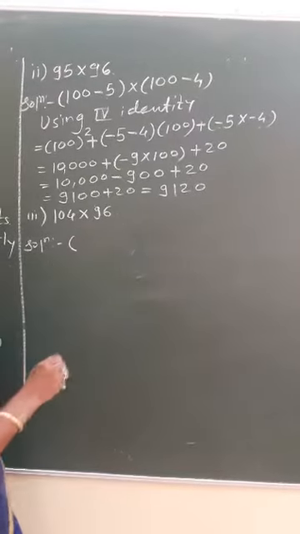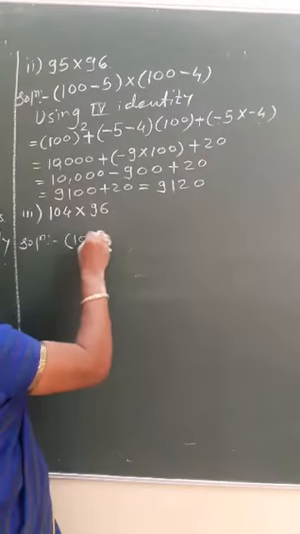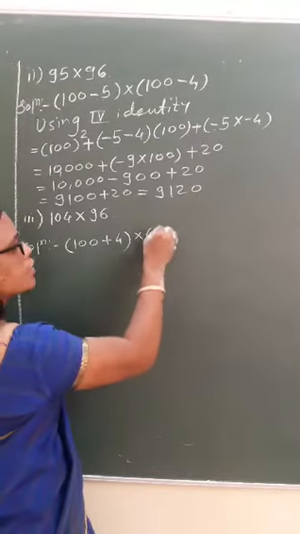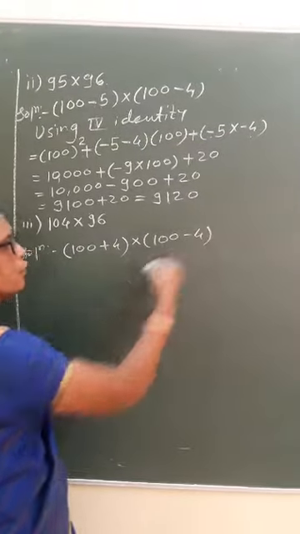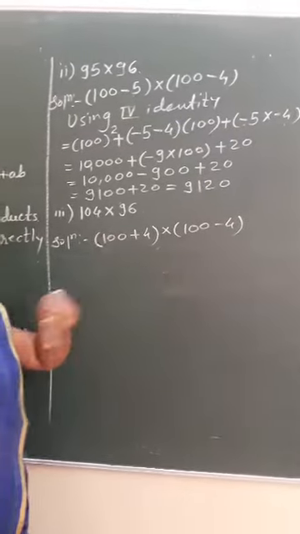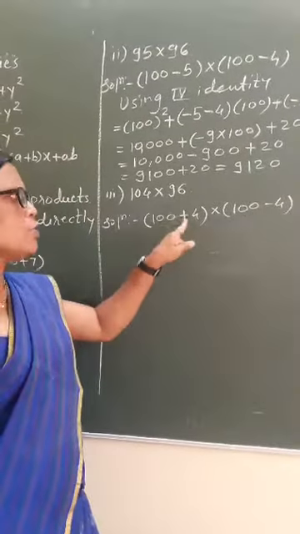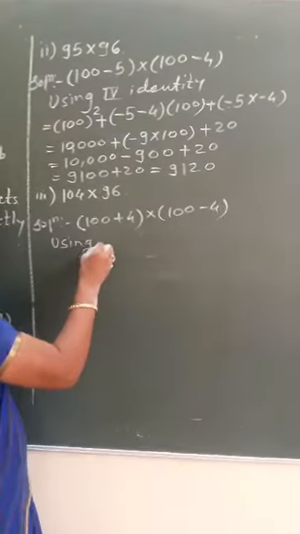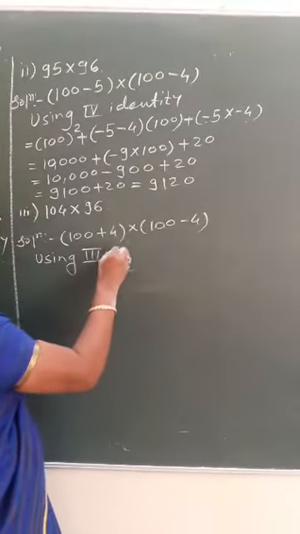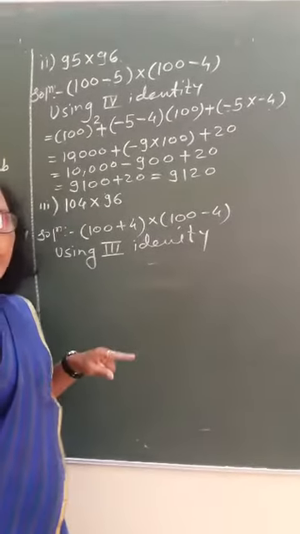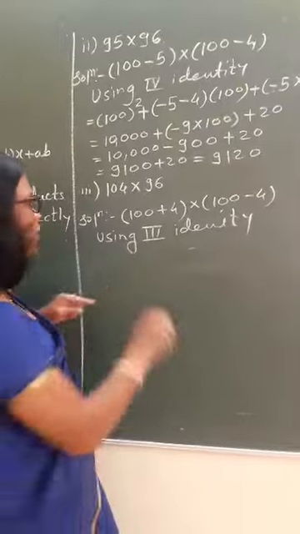Third problem. Here 104. Okay, so 104 we can write as 100 plus 4, and 96 we can write as 100 minus 4. Are you finding that in both the brackets, both the terms are the same? First term also, second term also. In such a case, we have to use the third identity. Using the third identity, that is x plus y into x minus y is nothing but x square minus y square.